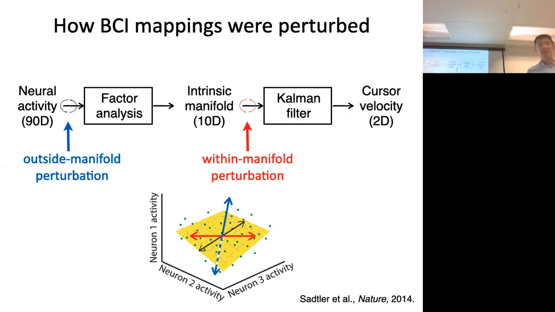Okay, in contrast, for the outside manifold perturbations, what we did was we took the neurons and permuted them before inputting them into factor analysis. Now, for the animal to be able to learn an outside manifold perturbation, what it would need to do is to produce new correlation patterns amongst the neurons so that they would be suitable for moving the cursor to hit the targets.